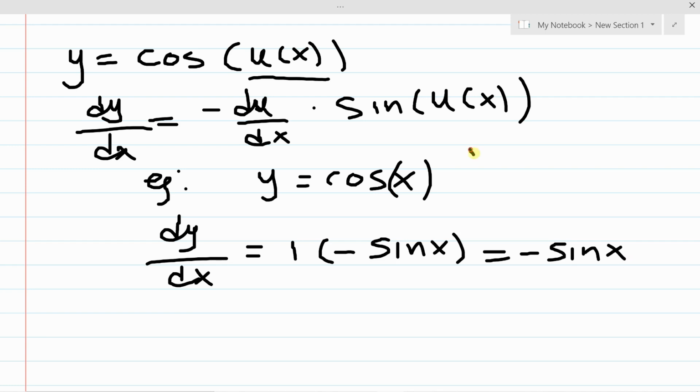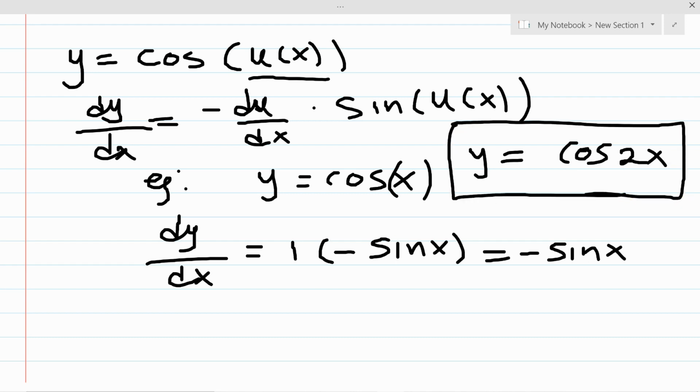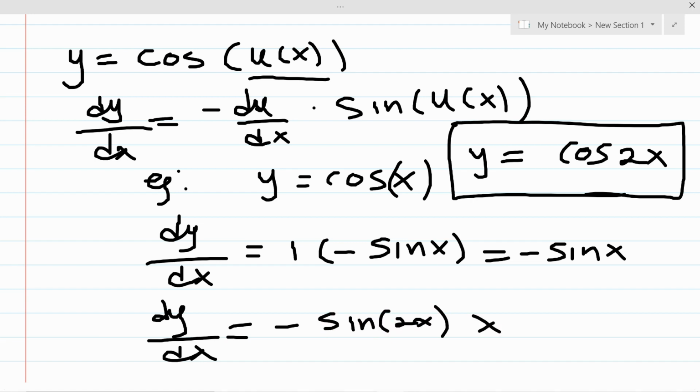What if I have something like y equal to, let's say, cos of 2x? To differentiate that function, dy dx will be equal to, when I differentiate the cos, you get negative sine of whatever is in the bracket, 2x, then times the differential of the bracket, which is 2. If I rearrange, I get negative 2 sine of 2x. So this is how you differentiate your sine and your cos.